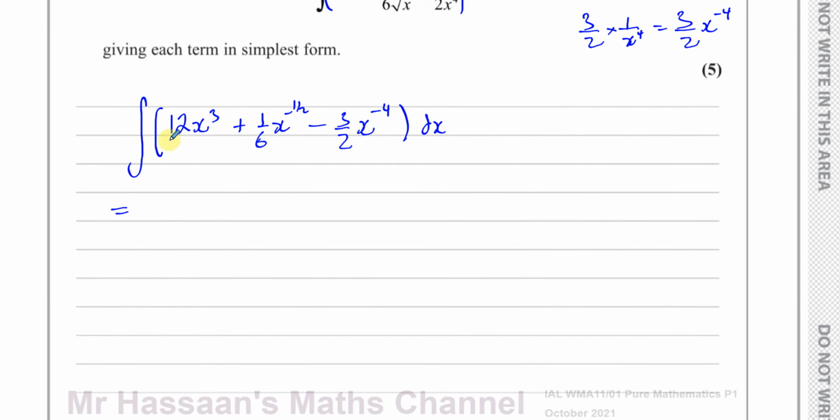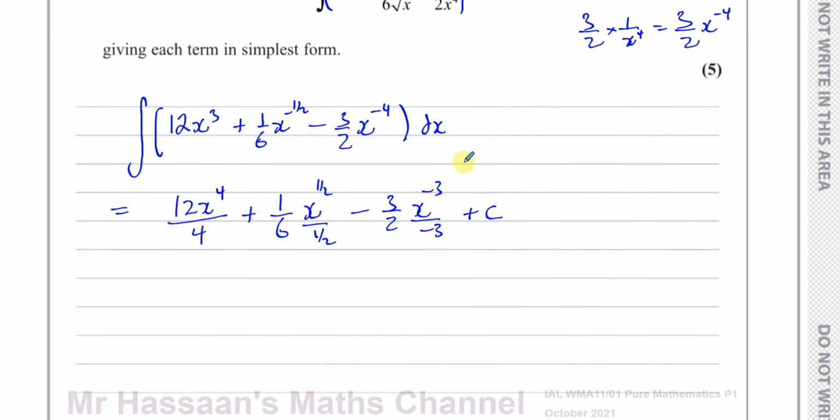Now when we integrate this with respect to x, we haven't started integrating yet, that's why I still have the integral sign. Once we start integrating, we don't write the integral sign anymore. We add 1 to the power, so this is going to be 12 x to the power of 4, and then you divide by the new power. Similarly here, it's 1 over 6 times x to the power of a half divided by a half. This is minus 3 over 2 times x to the power of minus 3, divided by minus 3. And then don't forget to put plus c to represent the constant.